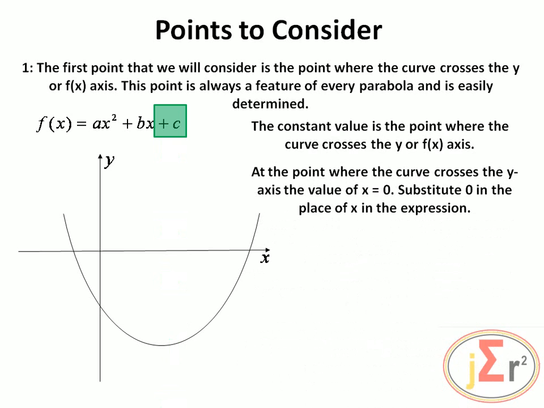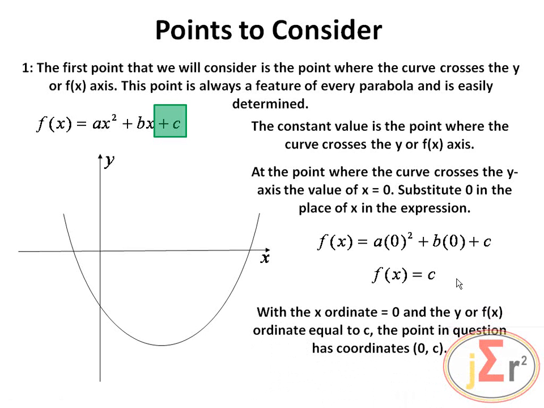At the point where the curve crosses the y-axis, the value of x is 0. So if we substitute 0 in the place of x in the expression, what do we have? This term is going to be equal to 0, and this one also. The value of f of x will therefore be equal to c only. If the x ordinate is equal to 0, and the y or f of x ordinate equal to c, the point in question has coordinates 0, c. And that is where the curve crosses the y or f of x axis.